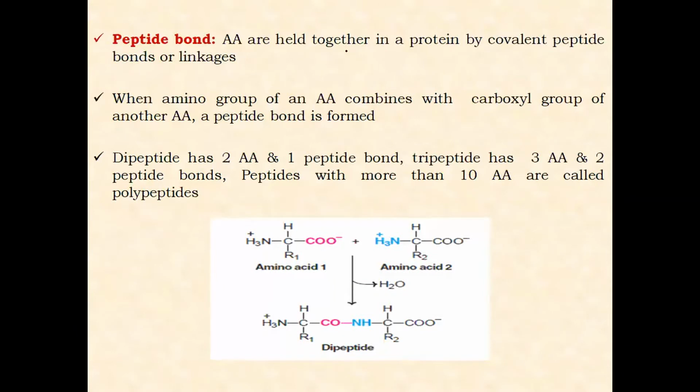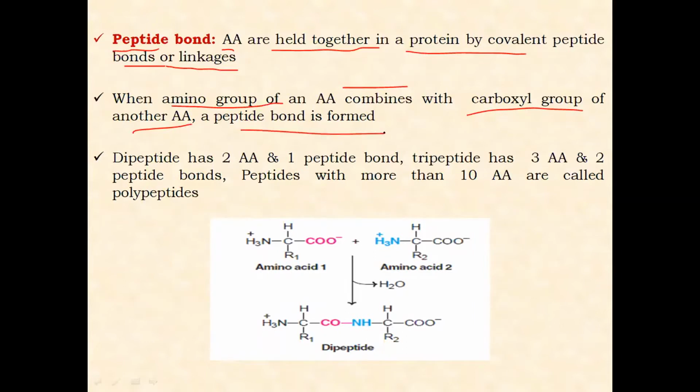Next is the peptide bond. We know that amino acids combine with each other through peptide bonds. Amino acids are held together in a protein by covalent peptide bonds or peptide linkages. When the amino group of an amino acid combines with the carboxylic group of another amino acid, a peptide bond is formed.